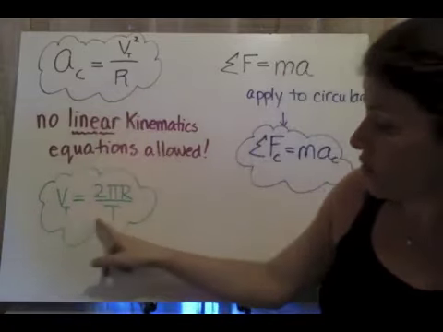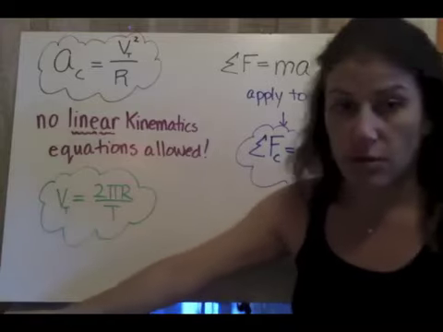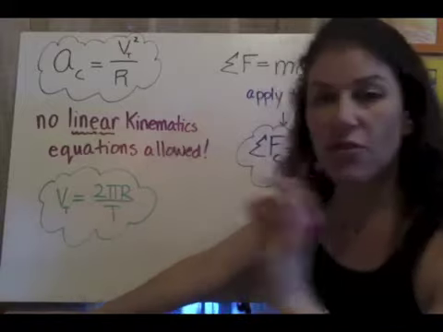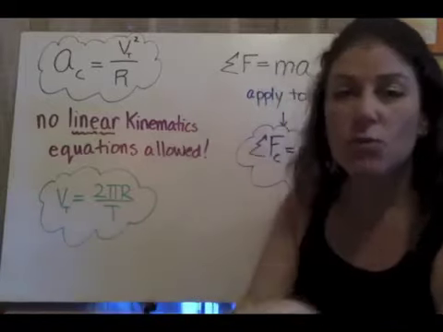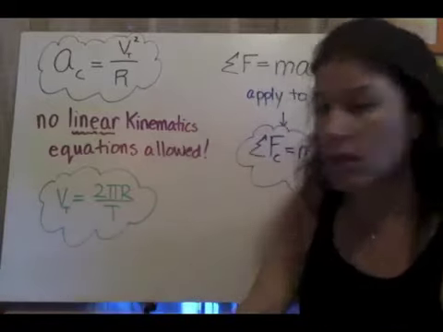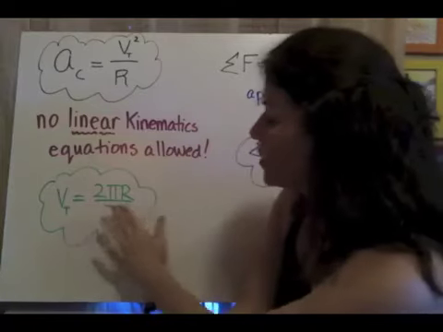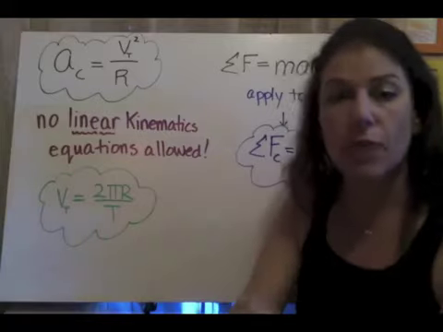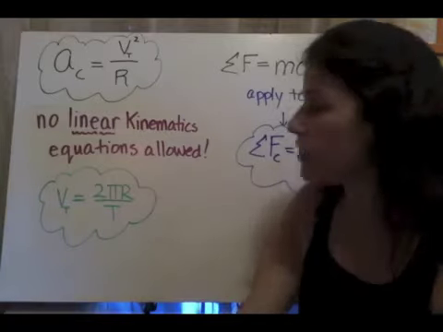This is the tangential velocity equation, or the speed equation. It's a linear quantity, but it's only for that particular point. But since we're moving at a constant speed, it will work fine for us. This is just displacement over time. So not really a new equation, just applying it to some specific circular information.